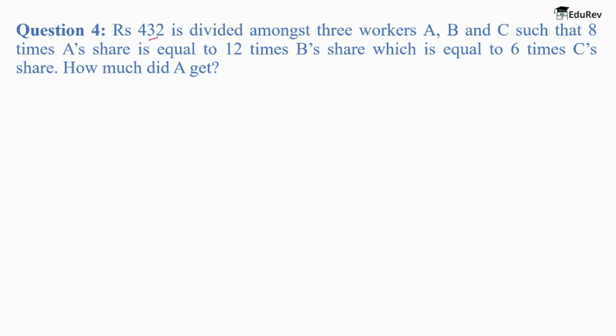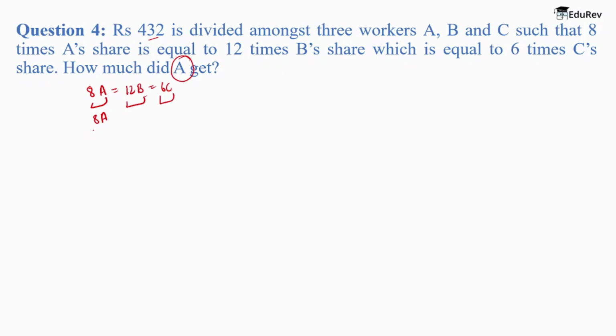Rupees 432 is divided amongst 3 workers A, B, C such that 8 times A's share is equal to 12 times B's share, which is equal to 6 times C's share. How much did A get? So in the question we have 8A is equal to 12B is equal to 6C. So we will hide 8A, right, by the shortcut method we did.